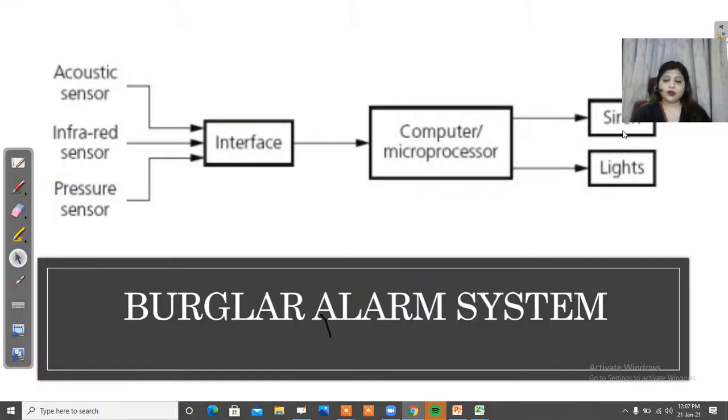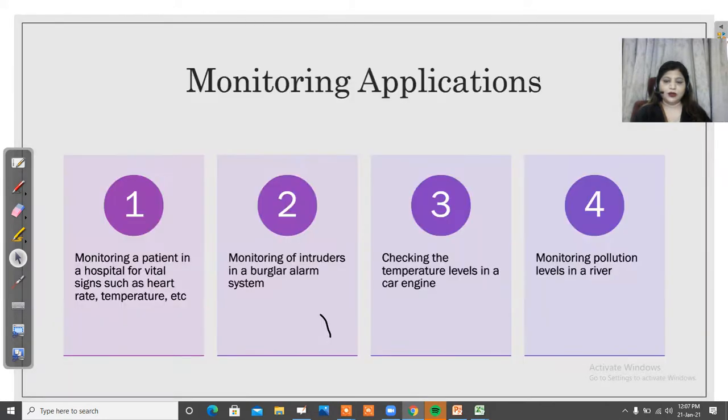monitoring of intruders. I'm sorry, maybe I went a little bit fast. Monitoring of intruders in a burglar alarm system. I will be touching upon it in detail. So we'll be picking up these two examples, that is monitoring a patient in hospital for vital signs, and monitoring of intruders in a burglar alarm system, in detail.